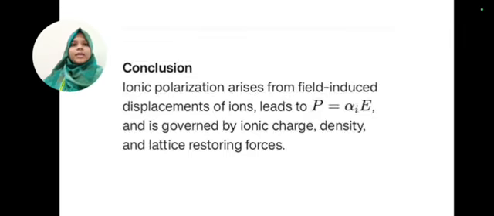Conclusion. Ionic polarization arises from field-induced displacements of ions, leads to P equals alpha I capital E, and is governed by ionic charge, density and lattice restoring forces.